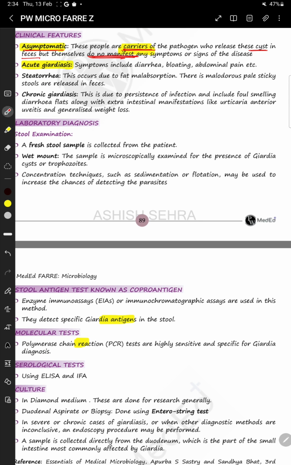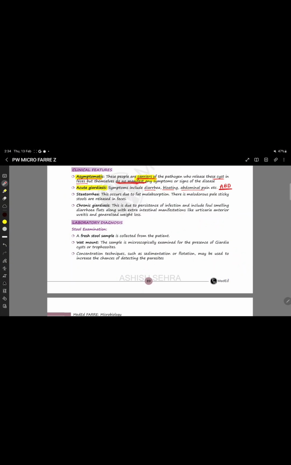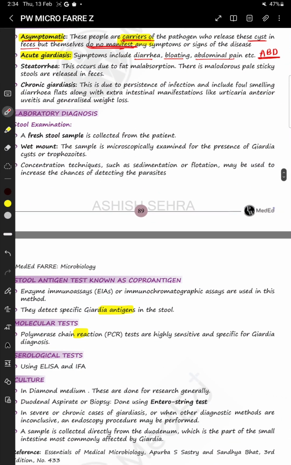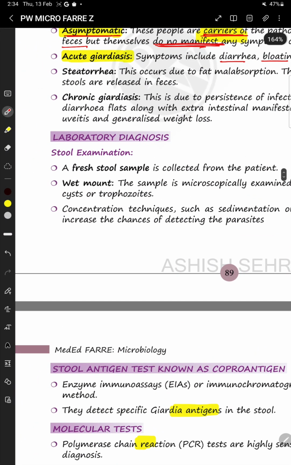Acute giardiasis symptoms include abdominal pain, bloating, and diarrhea.